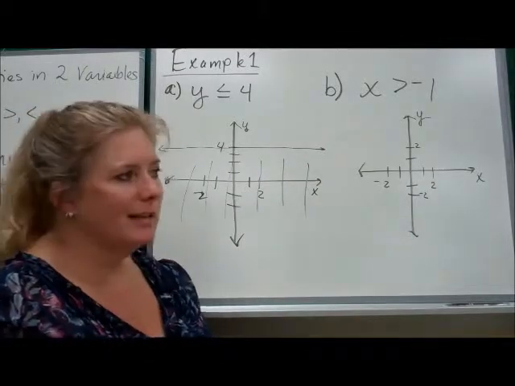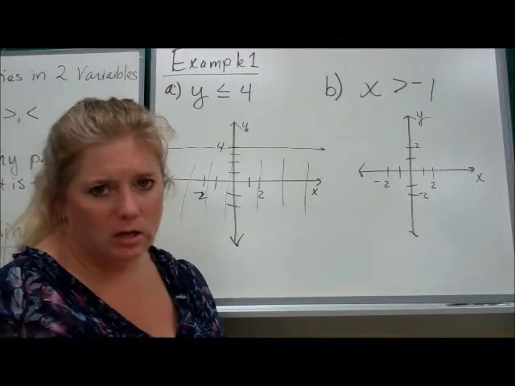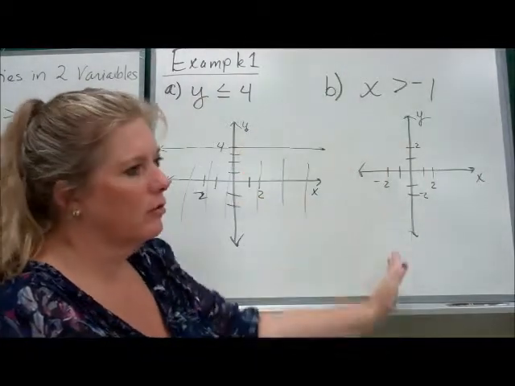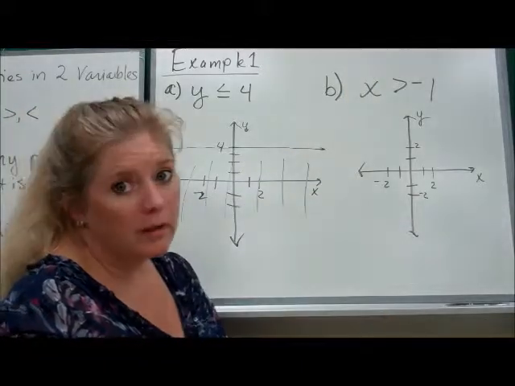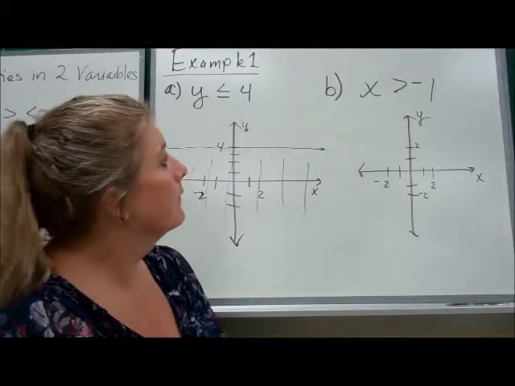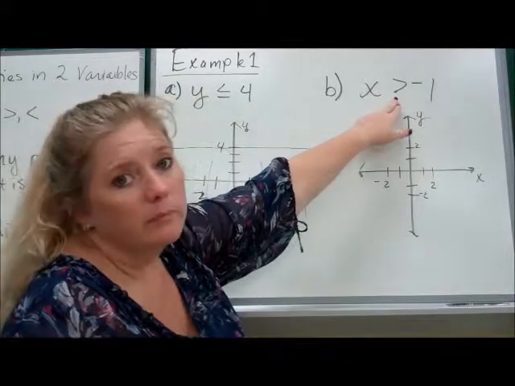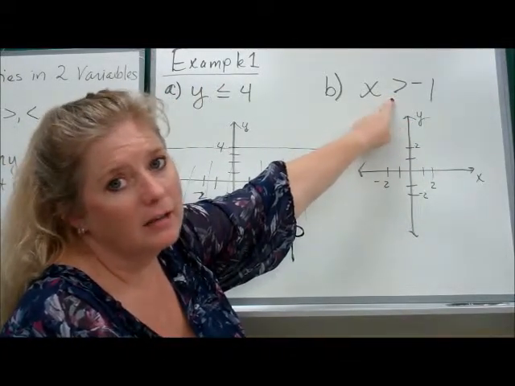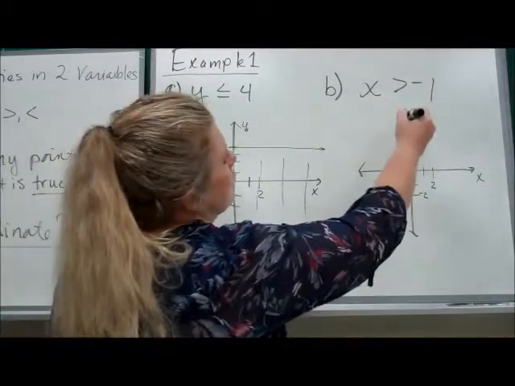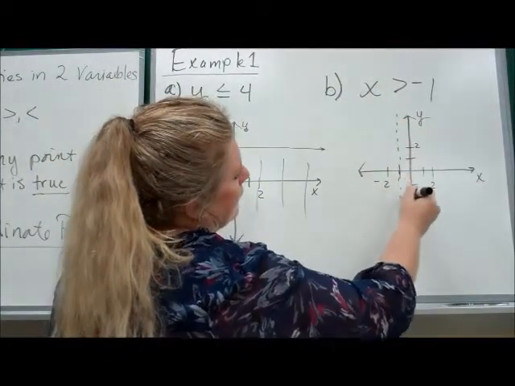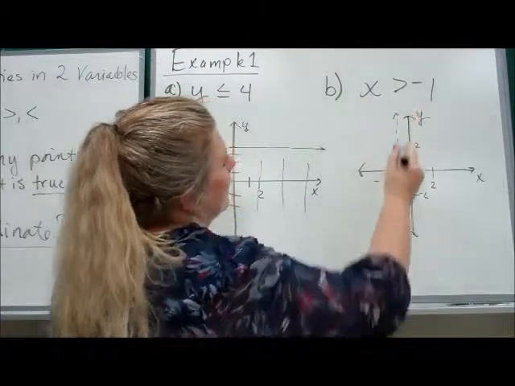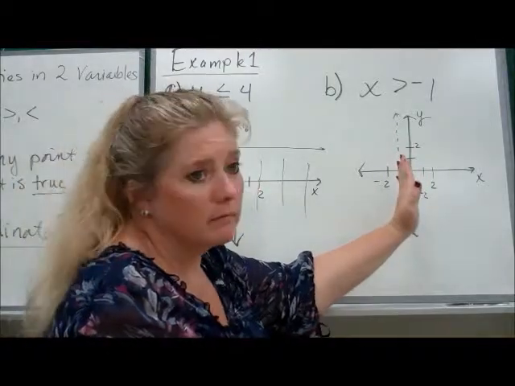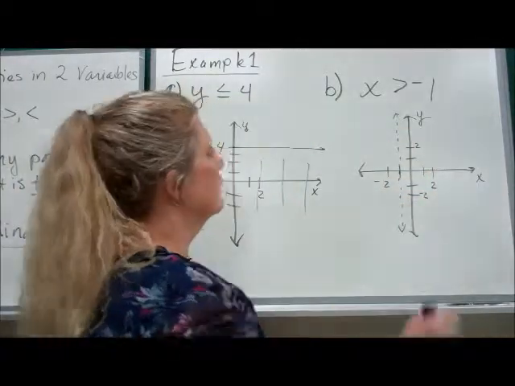Okay. B, x is greater than negative 1. Okay. X is the only variable in the equation, therefore it only crosses the x-axis, making it a vertical line. So this is a vertical line where x equals negative 1. Now here you have to be very careful because this is just a greater than, so therefore our line must be dotted or dashed. So draw a vertical line where x is negative 1. Now everything where x is greater than negative 1, that's going to be on that side of the line. So that's why we're going to shade.